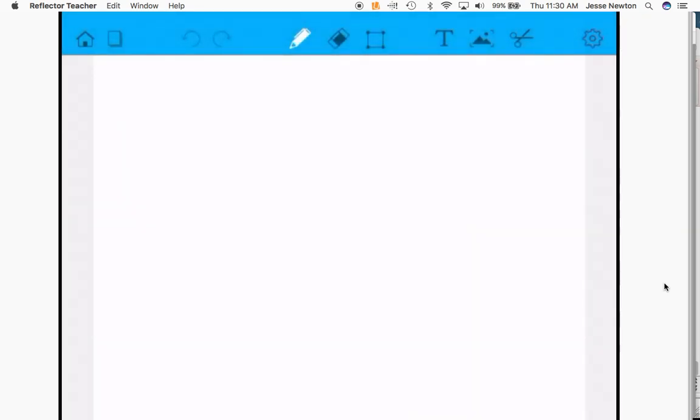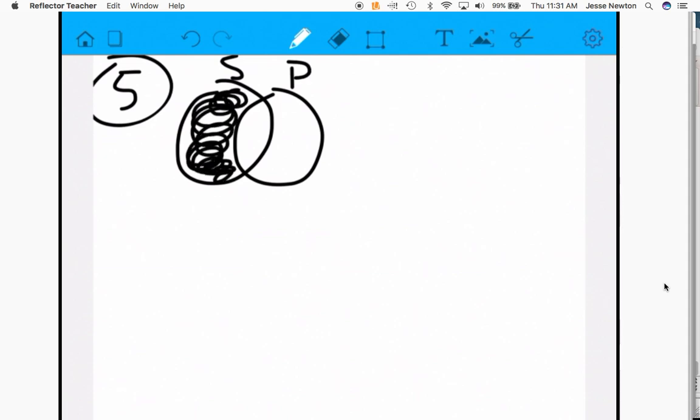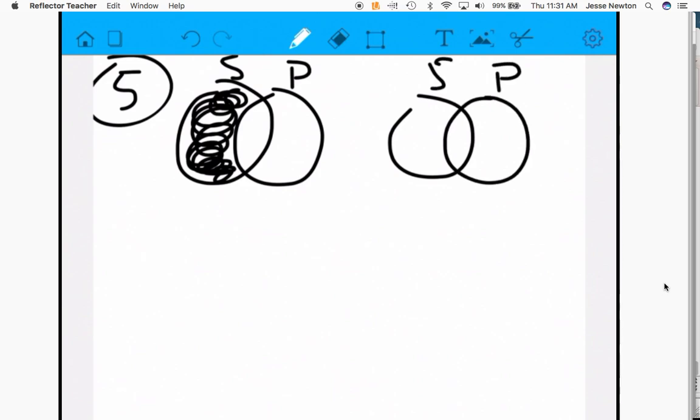Finally, we come to problem number 5. And here we have the two diagrams, S and P, and this is shaded in right here, and then this right here, S and P, and region number 2 has been shaded in. And the question is, are these consistent? Is it possible for both of these to be true at the same time?